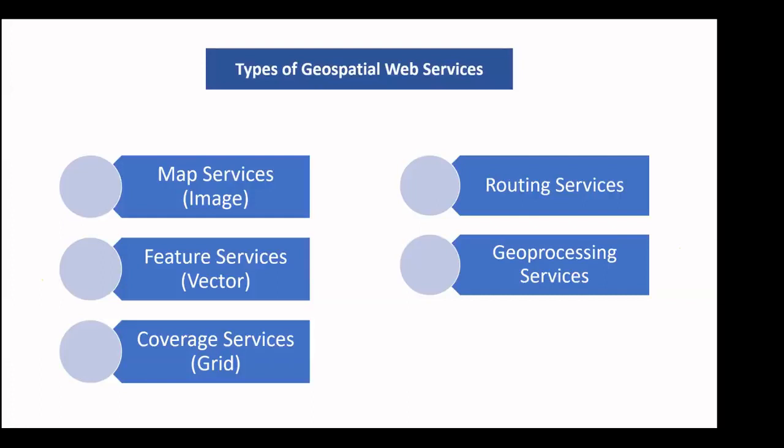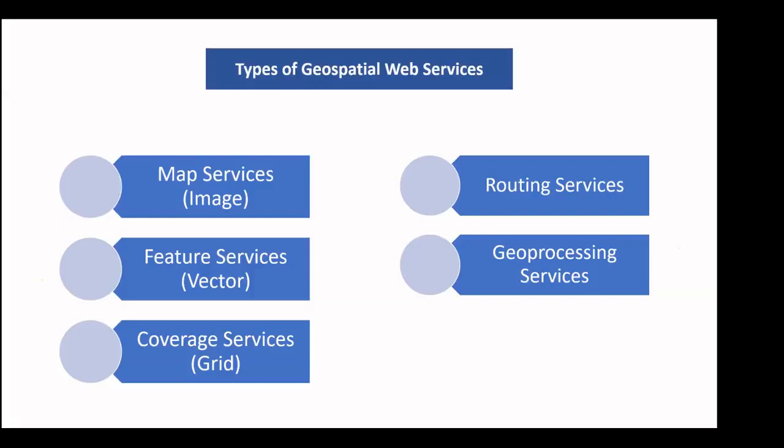There are coverage services, which are grid services. Again, you can compare them with a map service. The only advantage with the grid is that you actually access the original raster image, where you can perform clip operations and NDVI processing, all on the web, in the browser only. So these are three different basic operation services available.